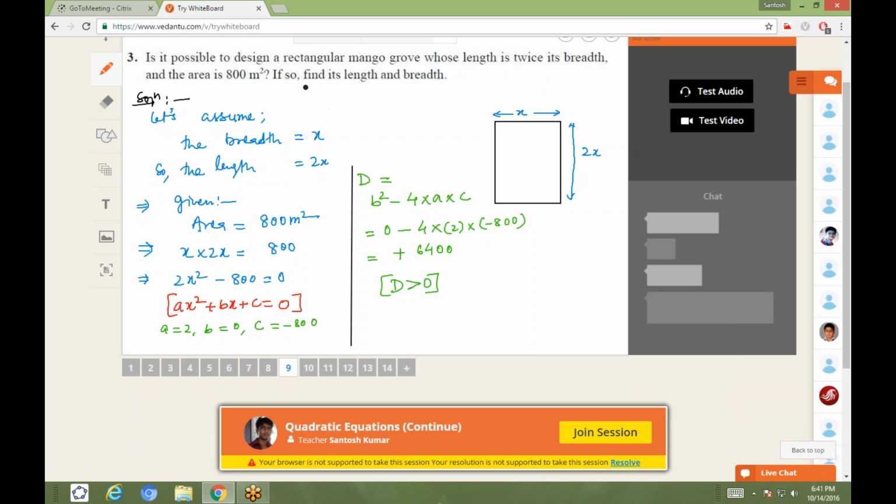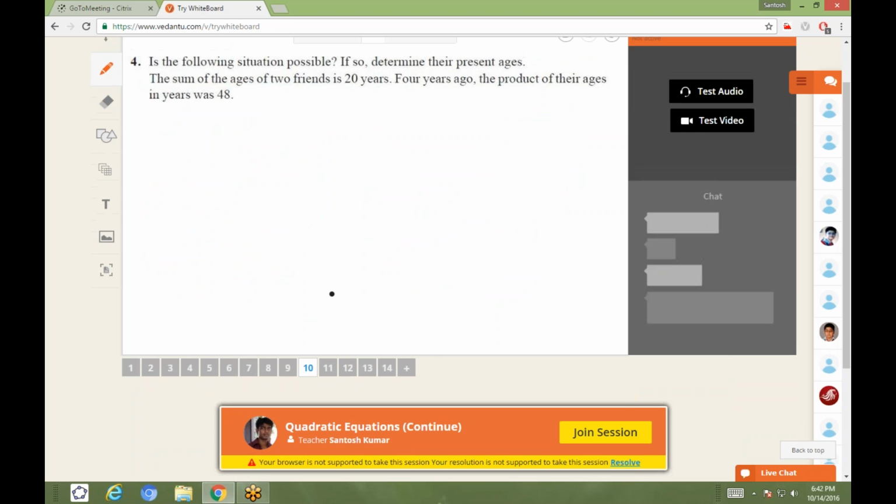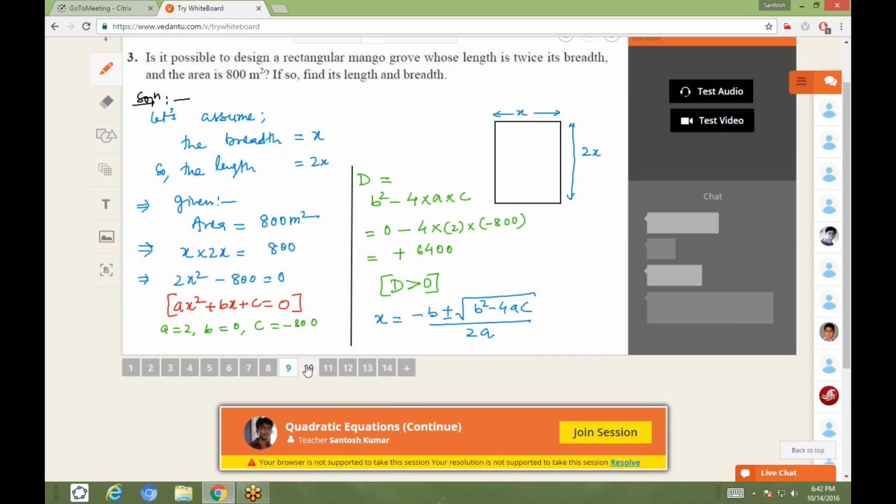Now the next part we have to do is, if we can design it, we just need to solve for its length and breadth. So in order to do it, let's solve the quadratic equation. We will use the formula, which is x is equal to minus b plus minus square root of b square minus 4ac divided by 2a. So that will be x is equal to, oh sorry, I posted another page. Anyway, now you all please solve it and tell me the value.